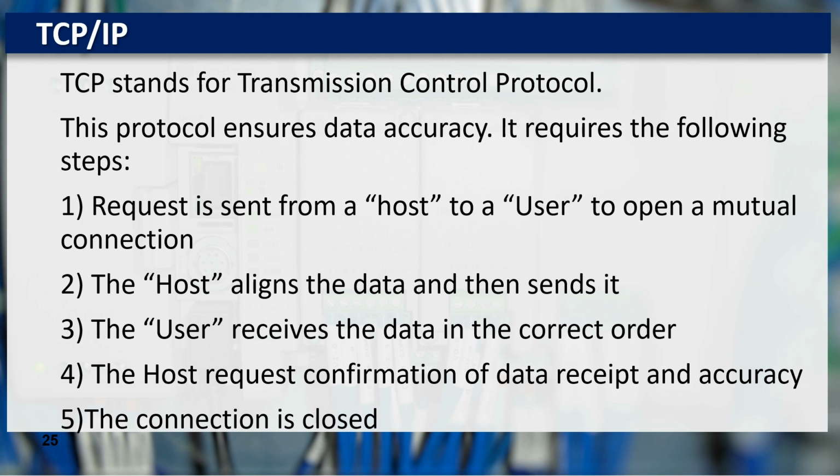TCP stands for Transmission Control Protocol. This protocol ensures data accuracy. It requires the following steps. 1. There is a request sent from a host to a user to open a mutual channel connection. 2. The host aligns the data that is to be sent, and after that, it sends it. 3. The user receives the data in the correct order. 4. The host requests confirmation of data receipt and accuracy. Once that is achieved, the connection is closed.